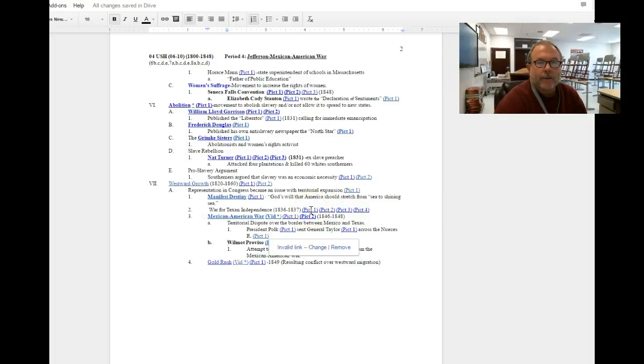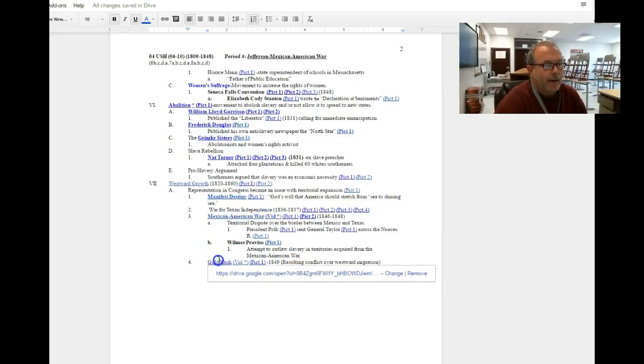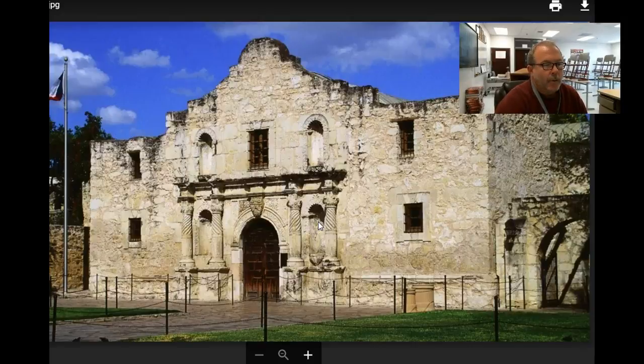As stated earlier in the first map of this section, I talked about the war for Texan independence. Here's a map showing the war for Texan independence and the fight between Mexico and American settlers living in Texas that was eventually won by the Americans living there. They won their independence. Their first president was a man named Sam Houston. And then later in 1845, the United States annexed Texas and made it part of the United States.